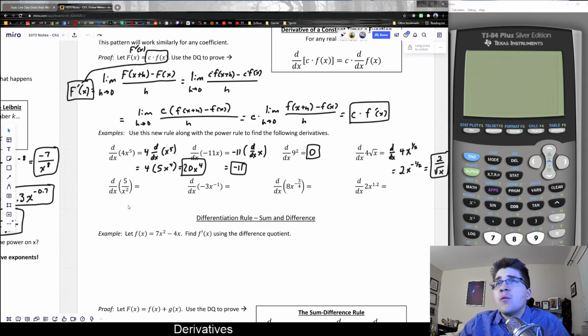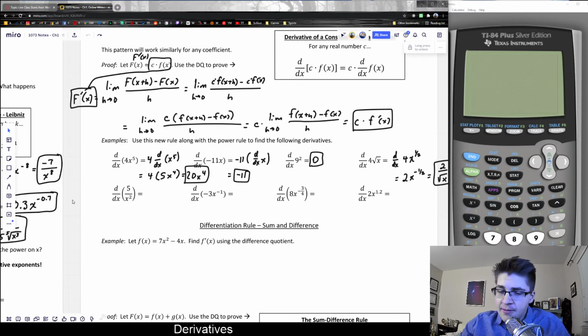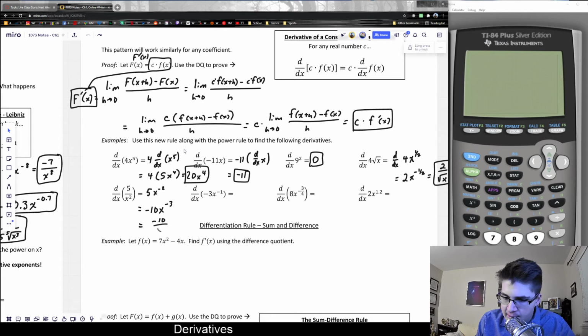Let's do a few more. What if I had 5 over x squared? Again, step 1, rewrite this as a power. This would be 5 times x to the -2. Now I can drop the power. 5 times negative 2 is negative 10, and subtract 1. 10 times x to the -3. So really what I'm doing is I'm using these rules in conjunction with one another. I'm using the power rule alongside the coefficient rule. And it's easy to remember, well, this coefficient will just multiply into the power that drops through. Or again, I could rewrite that as negative 10 divided by x cubed.